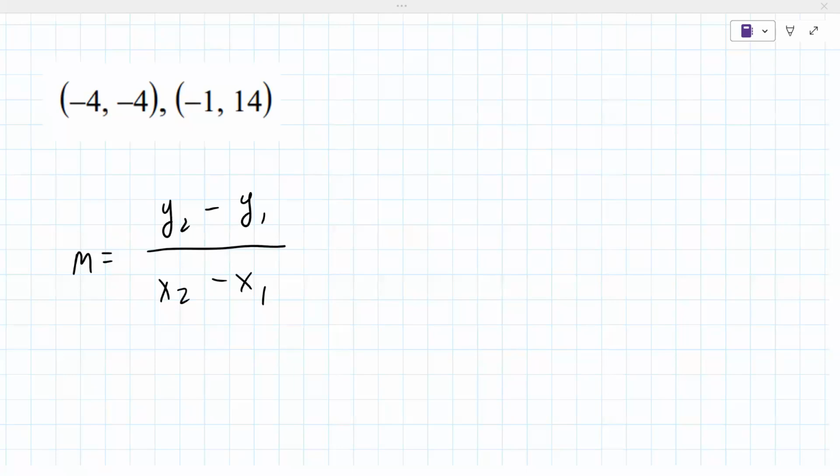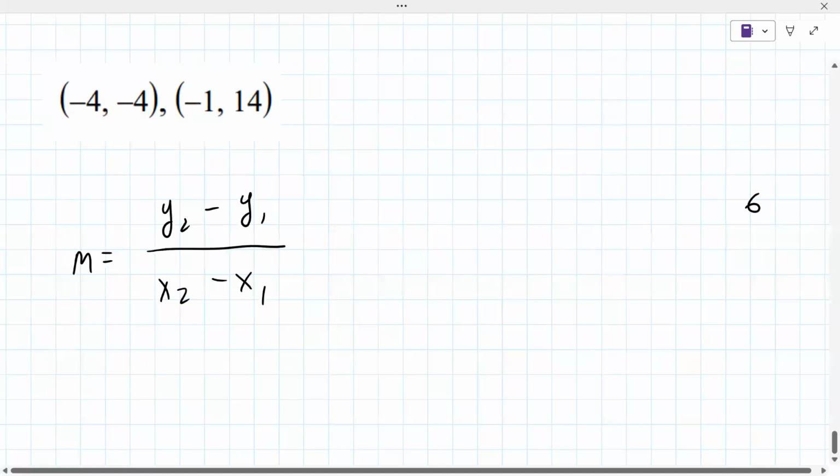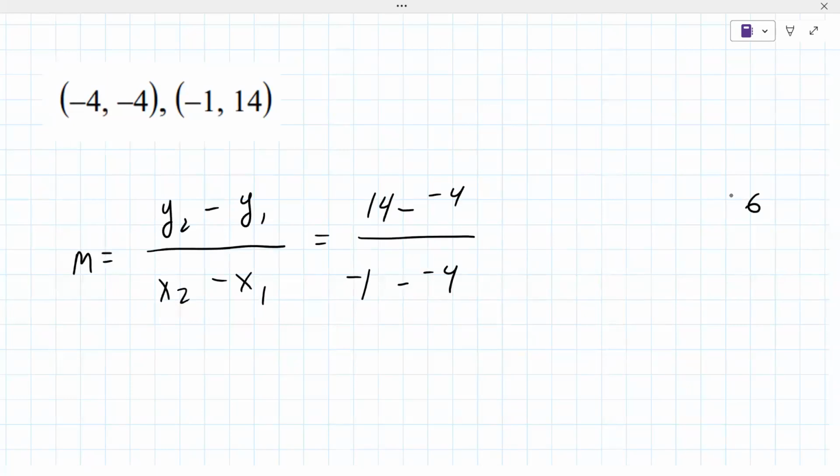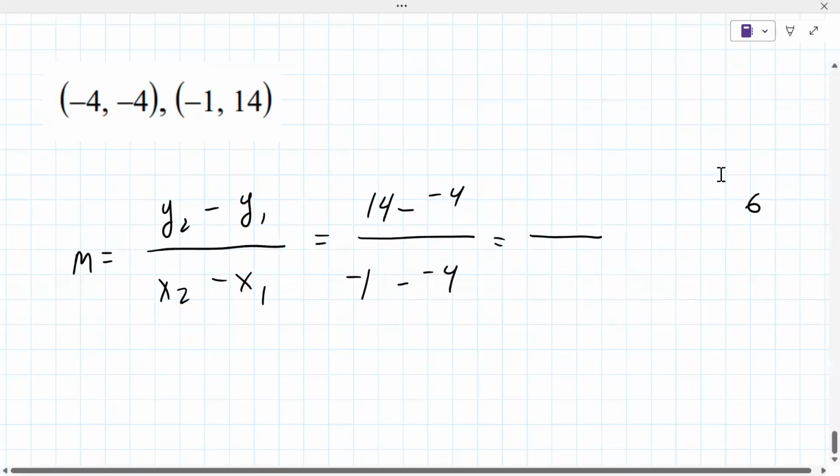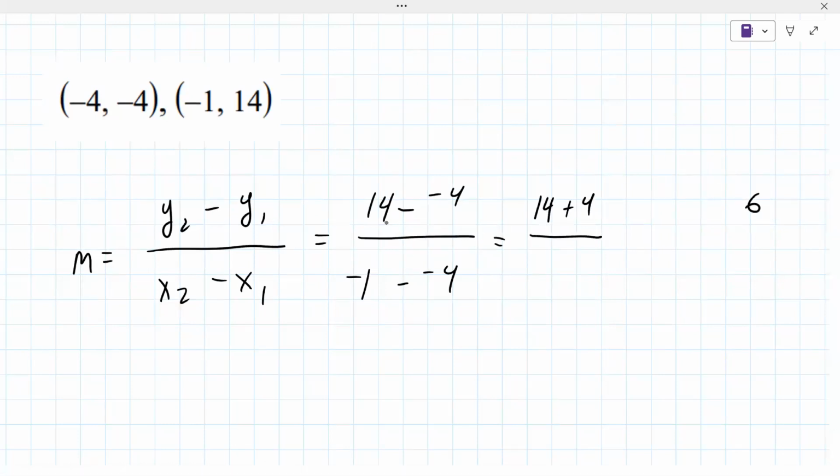I got 6. 6 is your final answer. Yeah. Let's take a look here. 14 minus a -4 over -1 minus a -4. Does that match up with what you have? Yeah. So the double negative becomes positive. So 14 plus 4. You've got 18 over 3, which is 6. Very good. Really good.